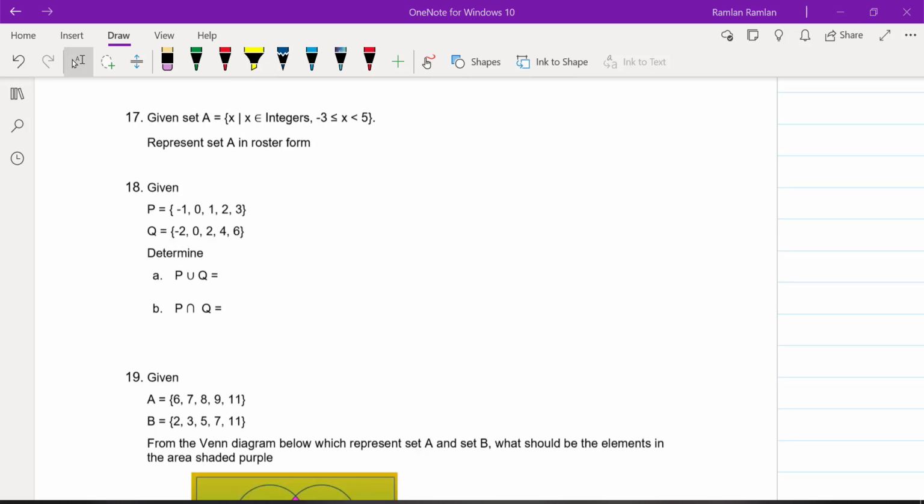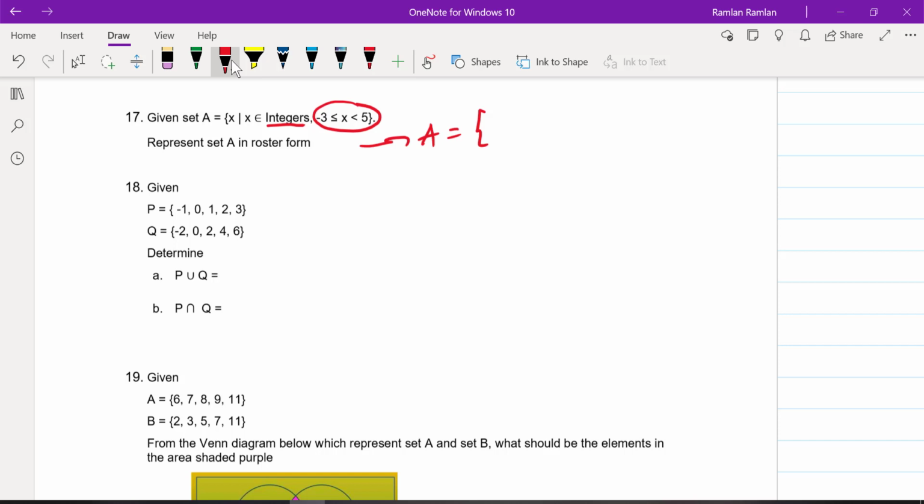Next question, number 17. Given a set A equals x such that x is an element of integers and x is greater than or equal to minus 3 and less than 5. Represent set A in roster form. Okay, so roster form is a form of set in which you write down all of the elements in curly brackets. So for this one, set A will be represented by the elements. So what are the elements? If it is an integer and it is greater than or equal to minus 3 and less than 5.